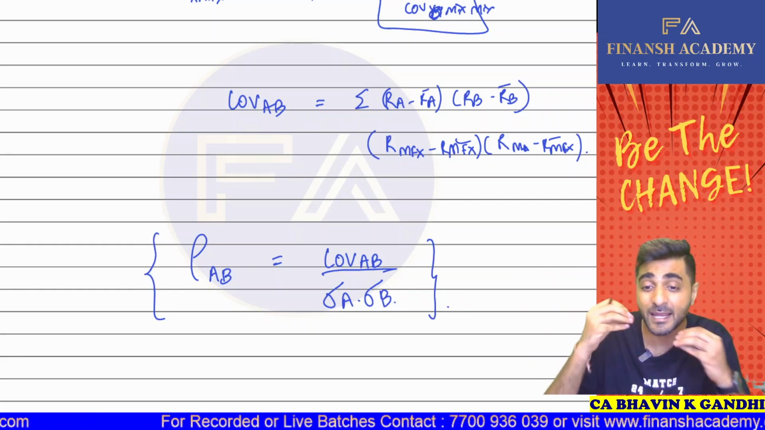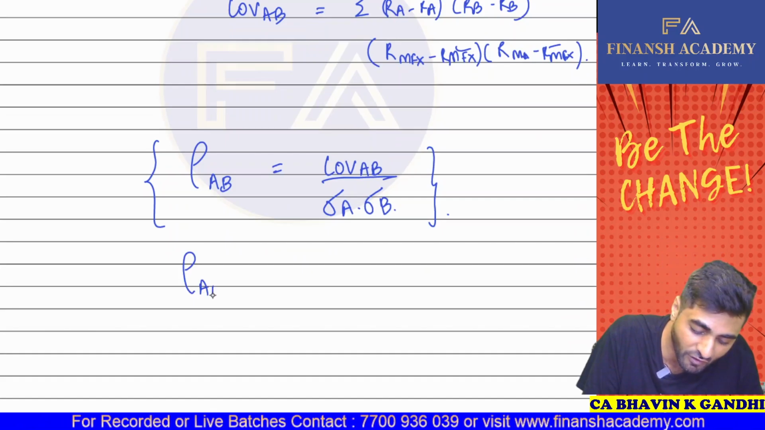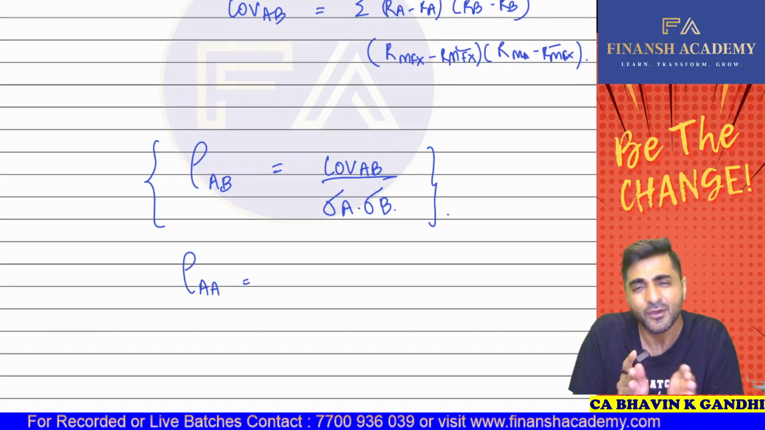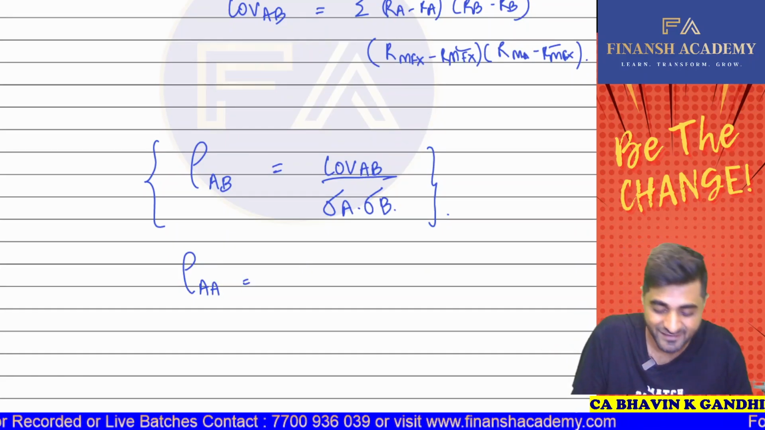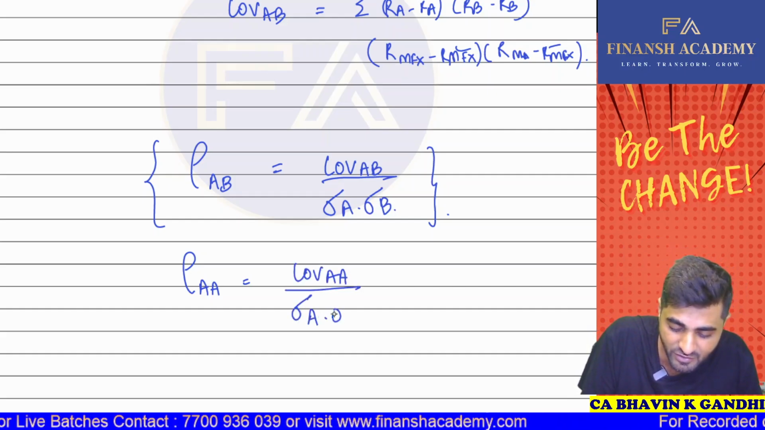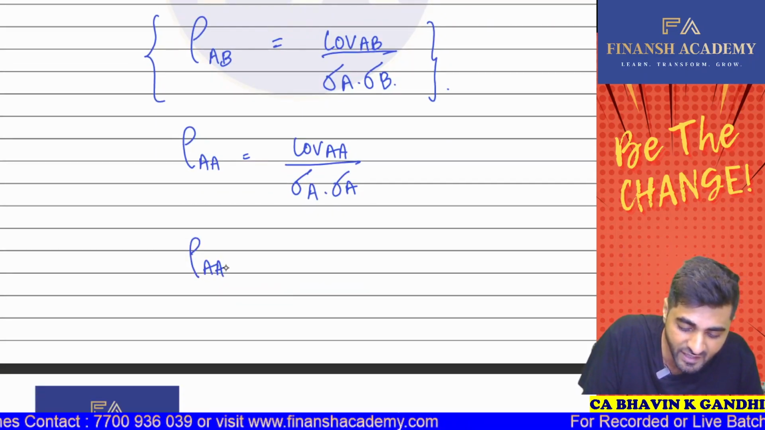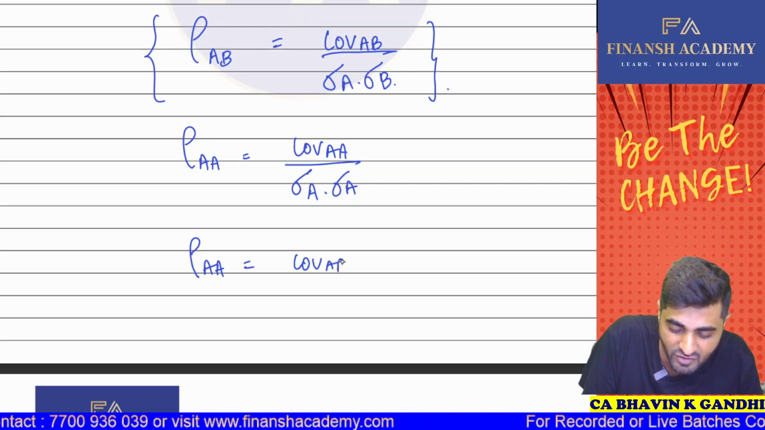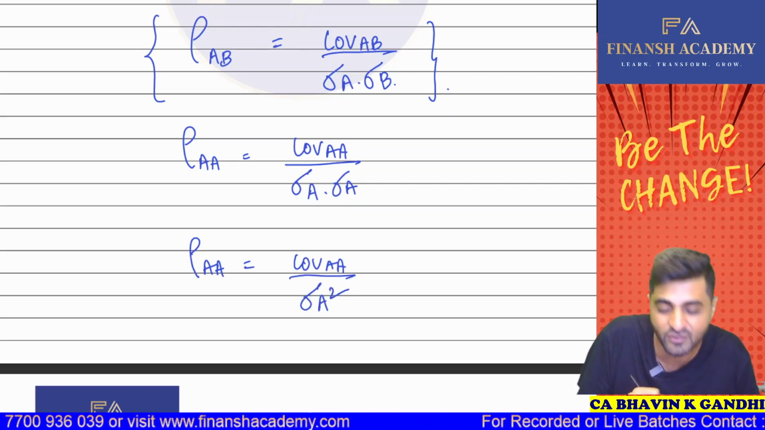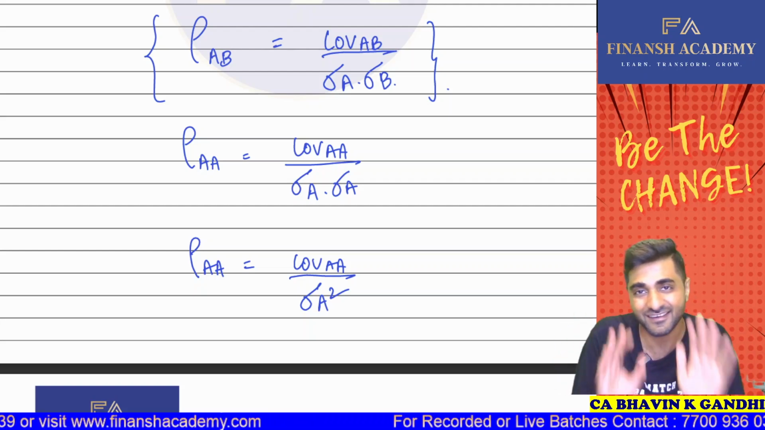Right? Now, the same thing, my dear students, if I want to calculate only for A with A, the correlation coefficient of A with A, then this will become covariance of A with A upon standard deviation A into standard deviation A. So if this is A with A, then this will now become covariance of A upon variance of A. Because standard deviation squared is nothing but variance of A, right?